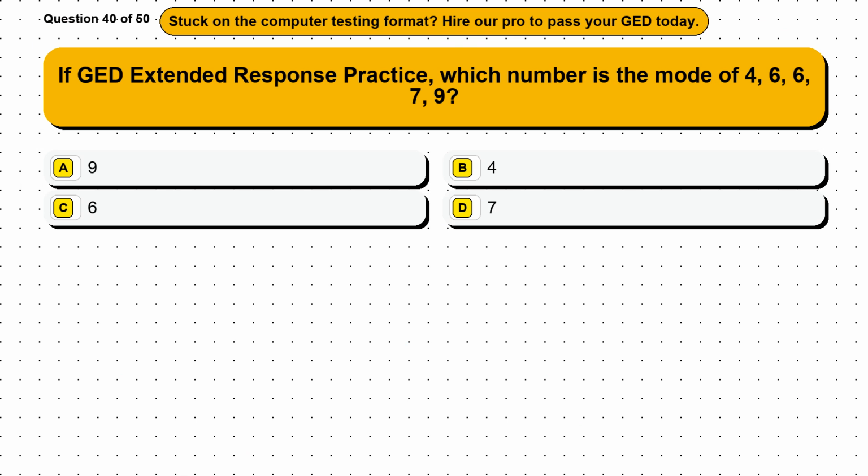Question 40. In GED Extended Response Practice, which number is the mode of 4, 6, 6, 7, 9? Option A, 9. Option B, 4. Option C, 6. Option D, 7.